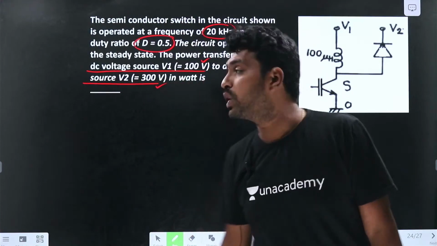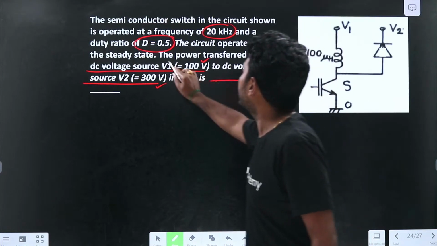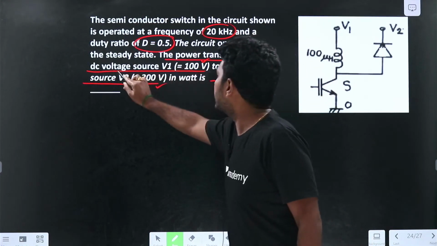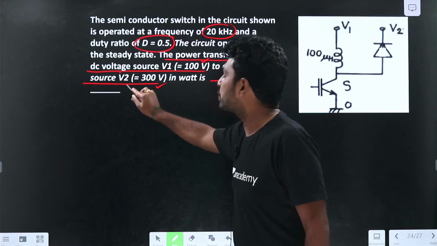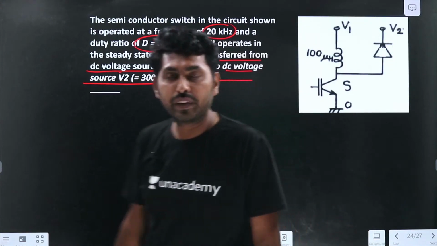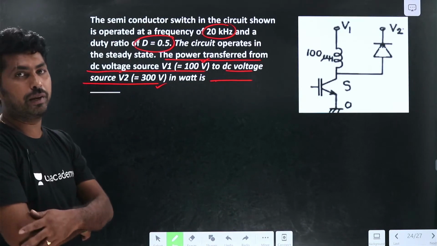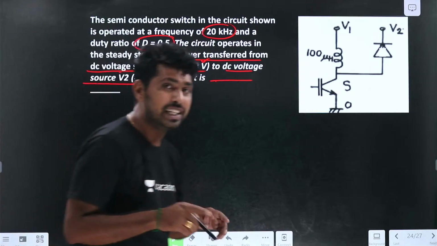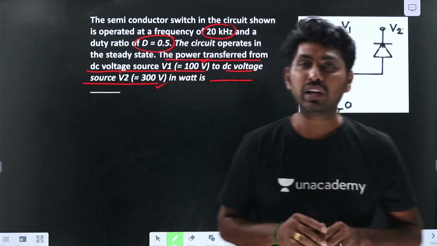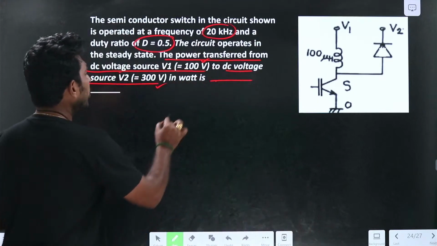Try to find the solution for this. We need to find the power transferred from the DC voltage source V1 to the DC voltage source V2. From V1 to V2, how much power is transferring we need to find. My first question is, in which operating mode is this converter operating? The operating mode of converter.